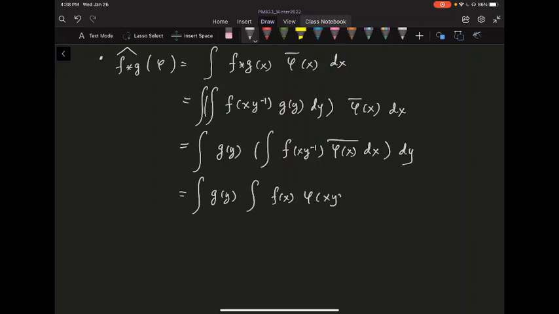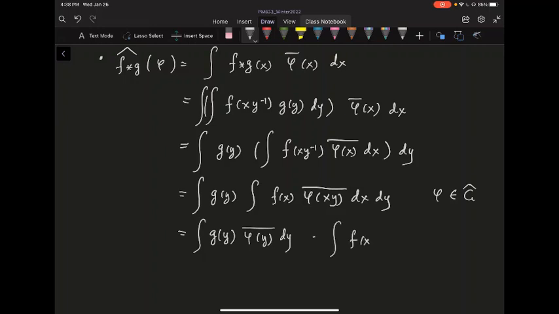So you have ∫∫ f(x) g(y) φ̄(xy) dx dy. Now you can write this because φ, remember, is a character, so φ is in the dual group. So φ(xy) is φ(x)φ(y). So you can break it into two parts. You take φ(y) and give it outside to the g(y), and then you do the other thing, the ∫ f(x) φ̄(x) dx.